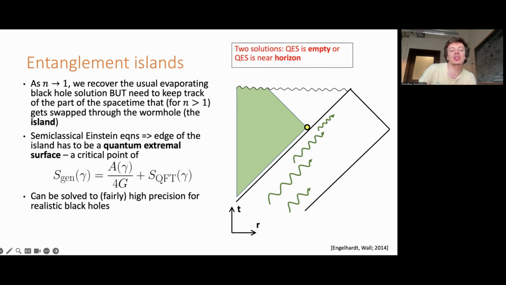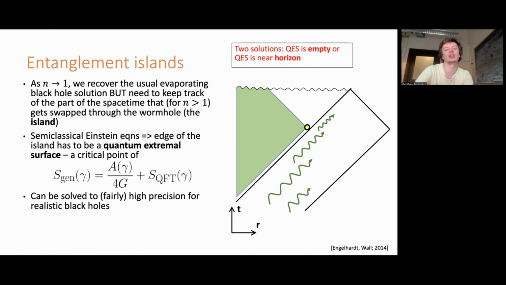So really, there's sort of two ways that we can have this generalized entropy surface be constant if we perturb the edge of this part of the spacetime, the island that gets swapped through the wormhole. One of them is sort of trivial. It's just if there's no part of the spacetime that gets swapped through a wormhole, i.e. no wormhole exists. So that's the first option that satisfies Einstein's equation.